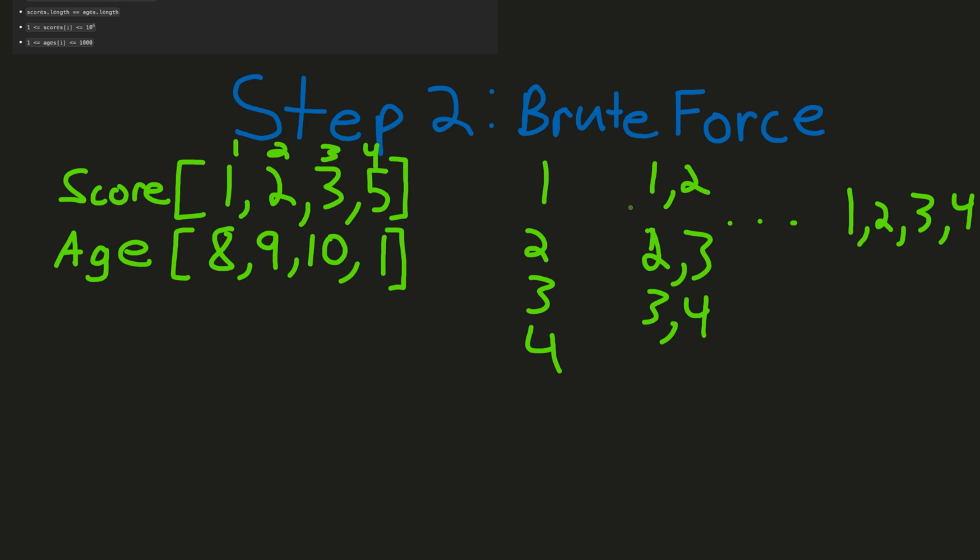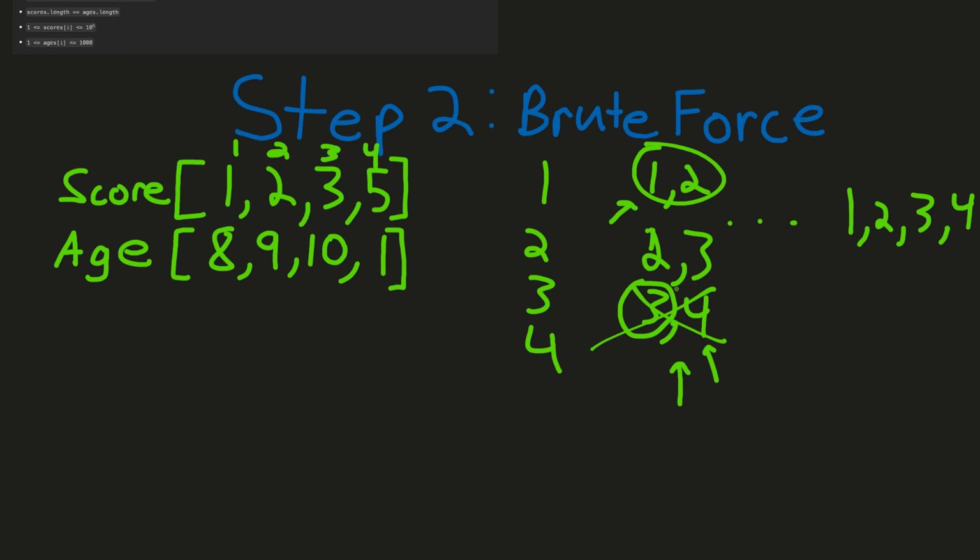Then we could just check to see if that team is valid. So for example, with 3 and 4, we would check, okay, is there anyone else on the team who is younger than player 3, but also has a higher score? So we would say, okay, check player 4. Well, player 4 has a score of 5, and he's 1 year old, which is younger than player 3, who is 10 years old. So this wouldn't be valid. But we could check, say, this one, and we'd see that player 1 has a score of 1 and is 8 years old. Player 2 has a score of 2 and is 9 years old. So there's no conflict. So we could just check to see if they're all valid.